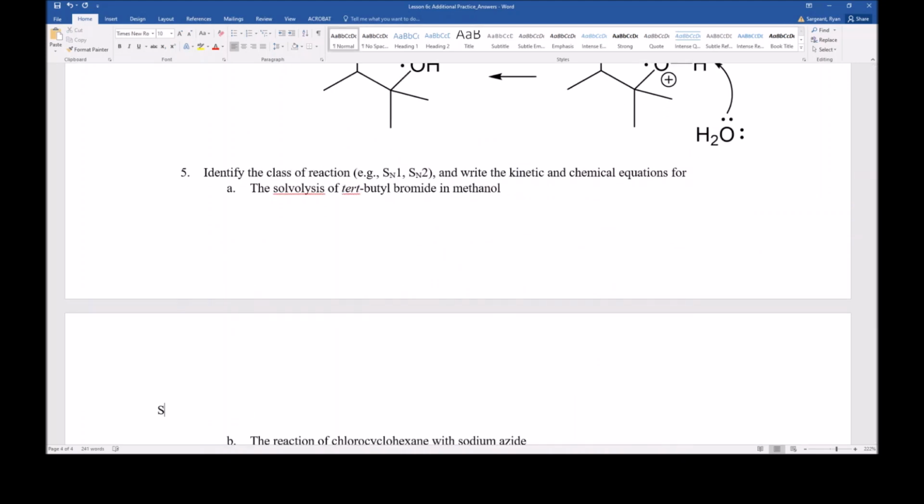So the question asks: identify the class of reaction, that's part one. Then write the kinetics, so the rate is equal to some rate constant times the concentration of the only thing that's involved in the rate determining step. Well, we'll have to come back and look at that once we come up with a mechanism. And then we also want the chemical equation, and we'll show that with Lewis structures.